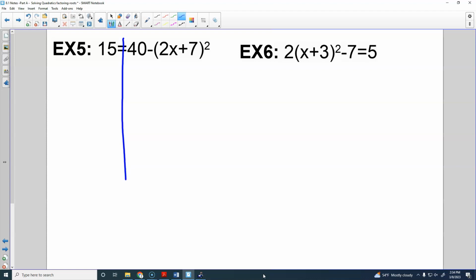All right, what have I got to get rid of first? You're not going to square root first on this one. You need to get rid of the 40 first. So you're going to subtract 40, which will give you negative 25 equals, and then the 40 is gone, but the negative right there is not.